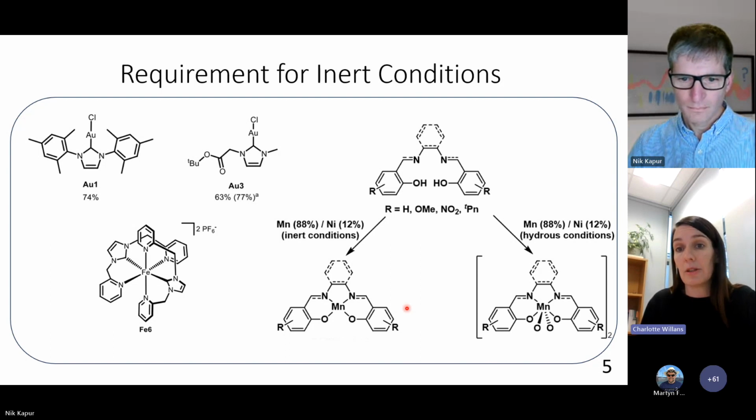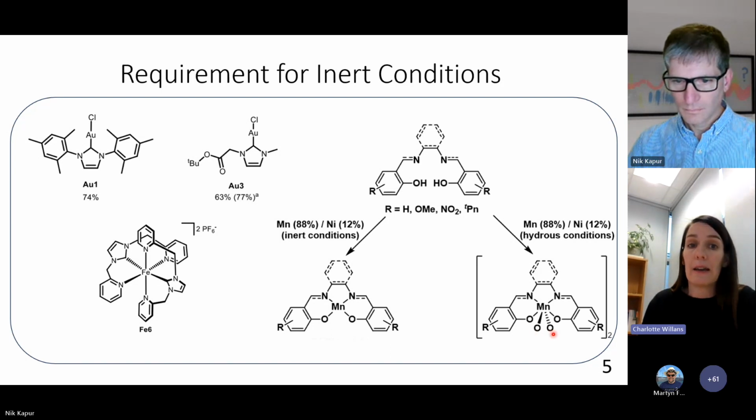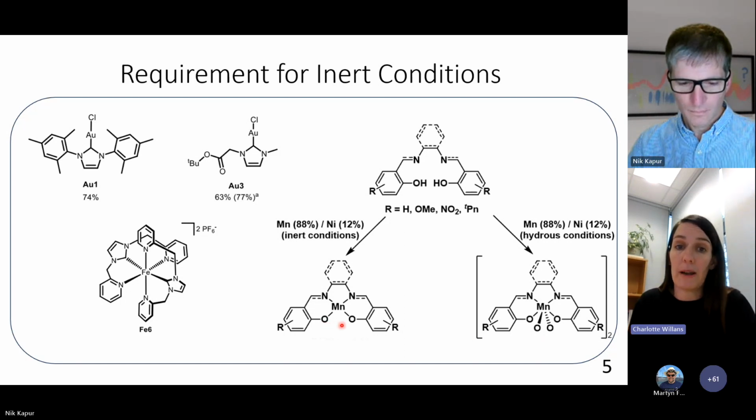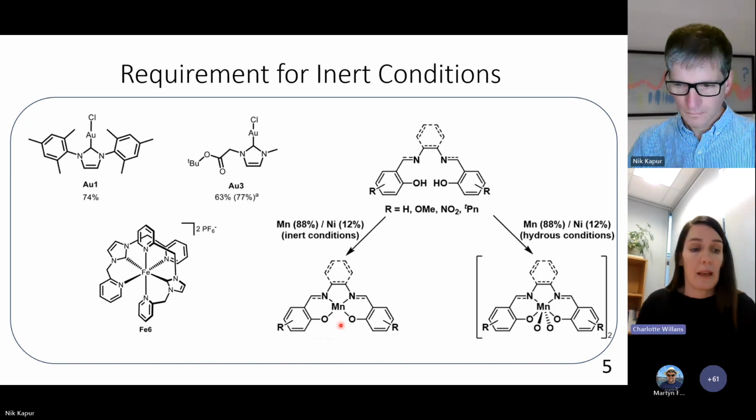If we do the reactions under aerobic conditions, if we have air present in there, we get to the manganese 4 complexes. But on the left-hand side, we've been able to do this under inert conditions and form those manganese 2 complexes cleanly and in high yield.